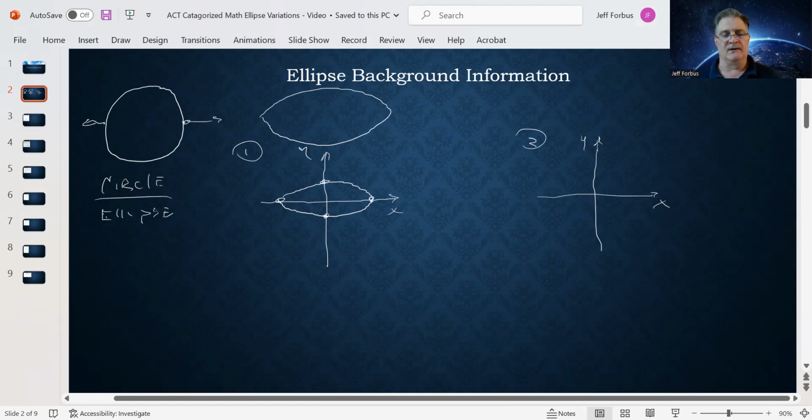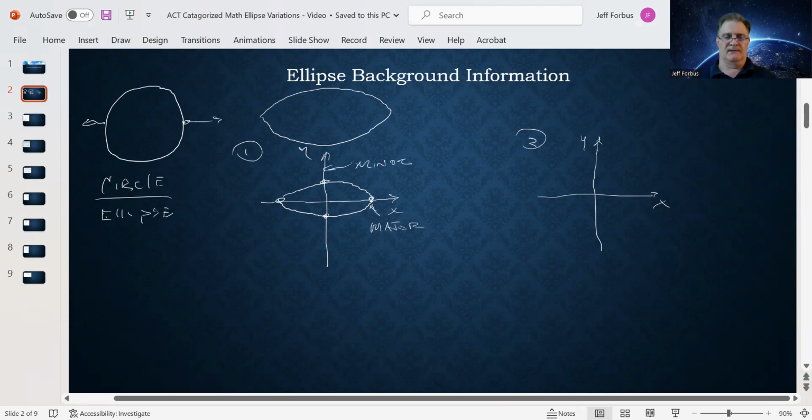Now, notice the ellipse in figure 1 here is stretched out along the x-axis. So it's longer than it is wide. We're going to call this axis now the major axis. Now, the y-axis is shorter than it is long. So we're going to call that y-axis the minor axis.